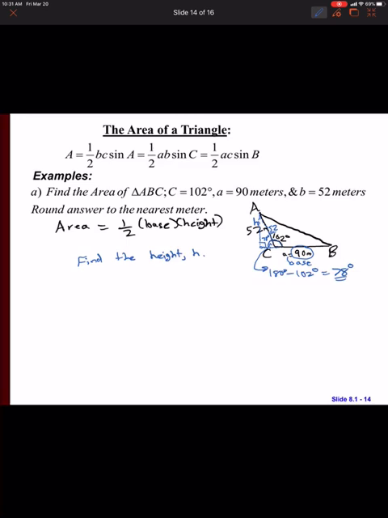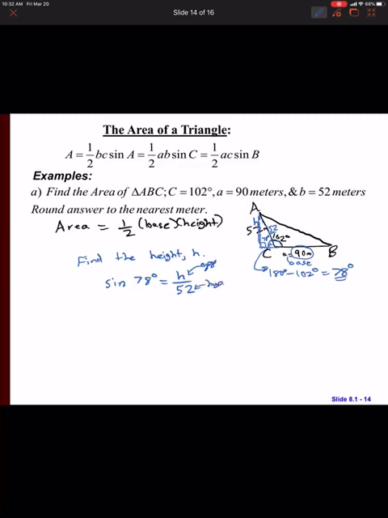So what could we do to find the height of this triangle, H? We know that's the side opposite that angle. In a right triangle, let's talk about our sine definition. Sine is equal to opposite over hypotenuse. If I asked you what's the sine of 78 degrees, you would give me the opposite side, which is H, the height, right here, divided by the hypotenuse, which is 52 meters in length.